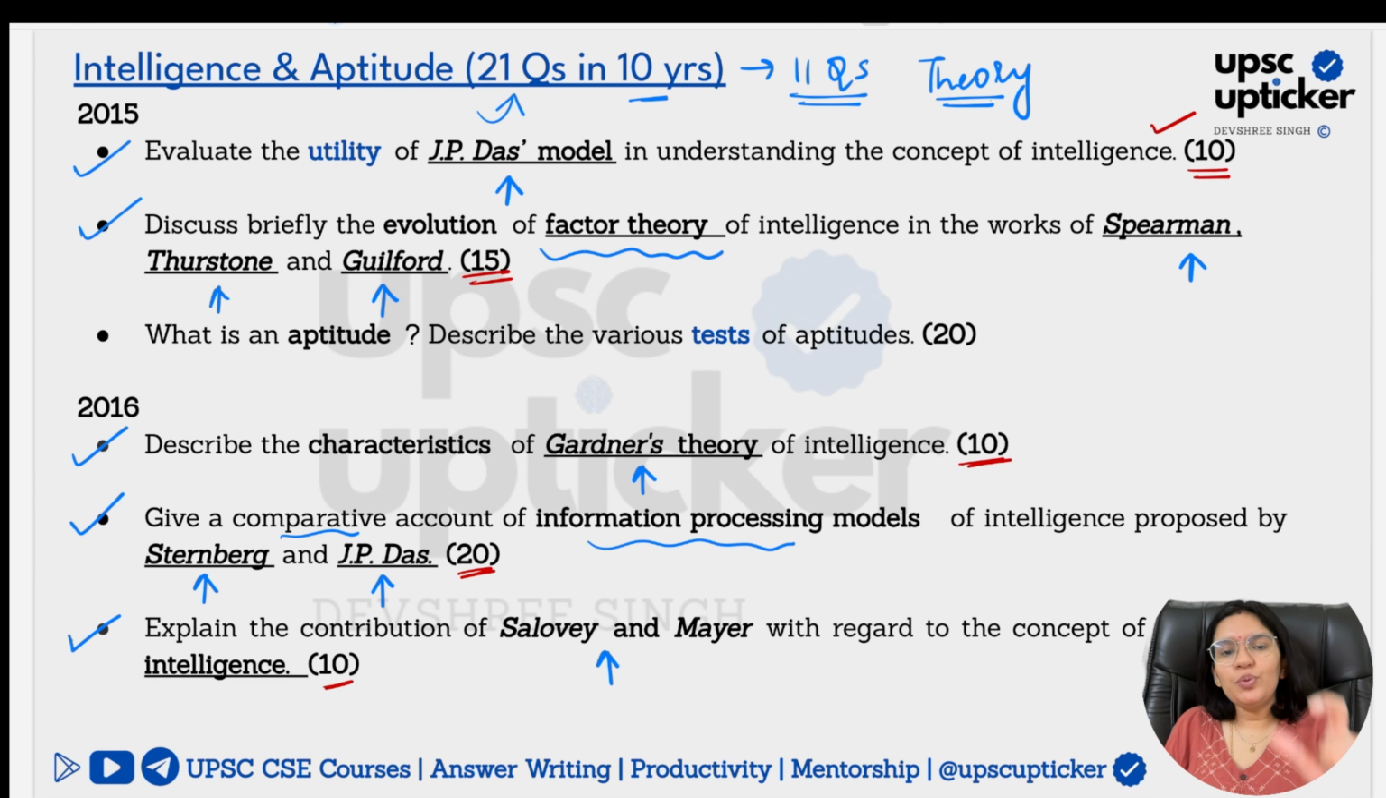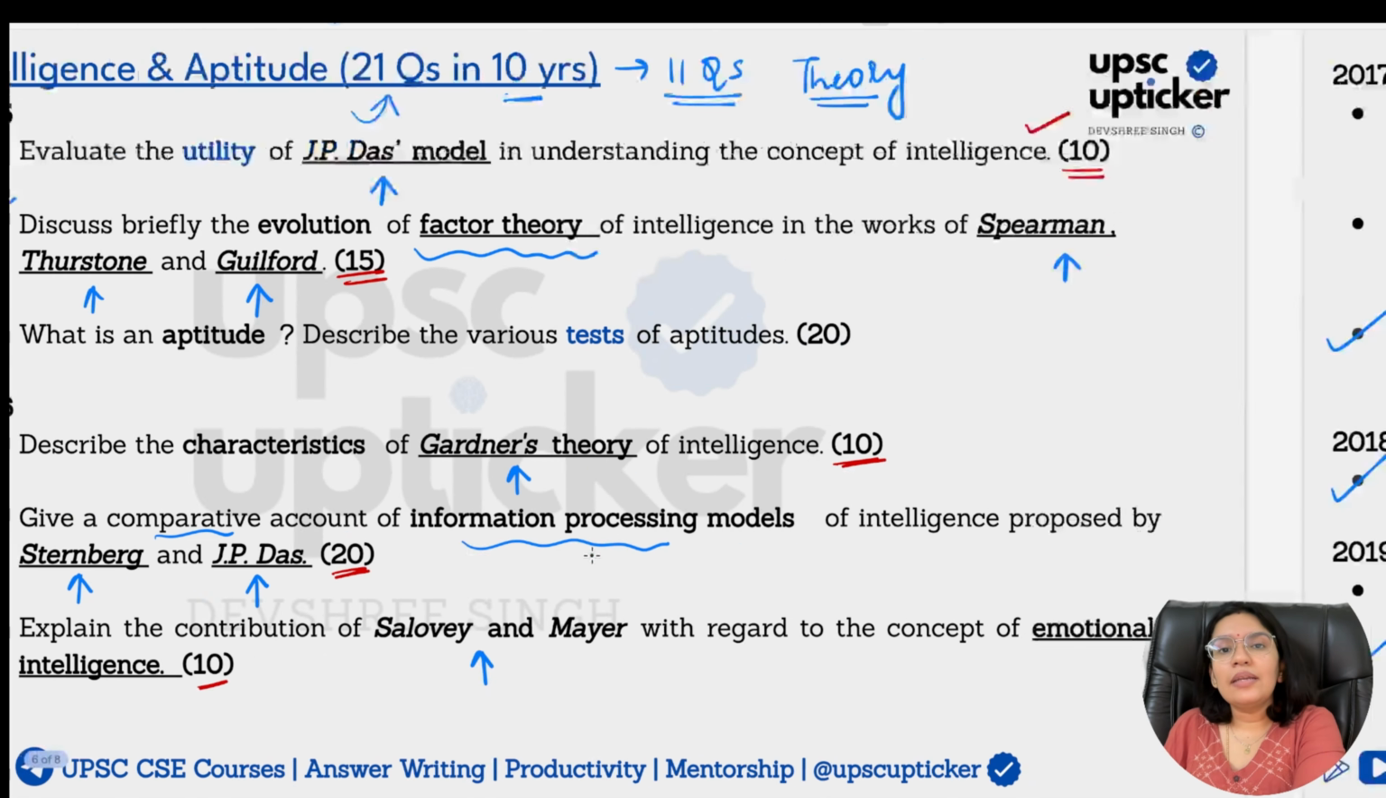It's like you will be able to pick a particular optional question for yourself because you are very well prepared with the theories of intelligence. But then the other part, let's just have a quick look. The other questions, how many of these questions are related to mandatory ones?